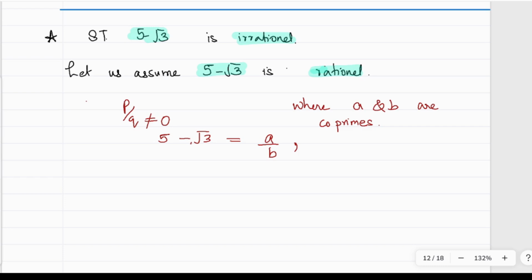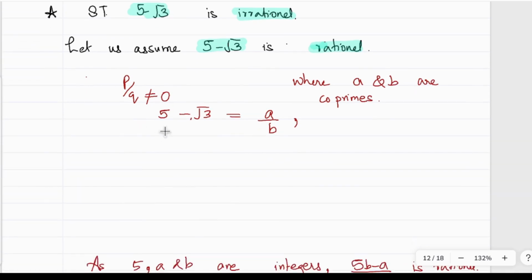What do you mean by coprimes? Coprimes are those numbers which have no other common factor other than 1. Okay, so here A and B have a common factor, only which number? 1 is the only common factor for both A and B. Clear? Now we can write here.